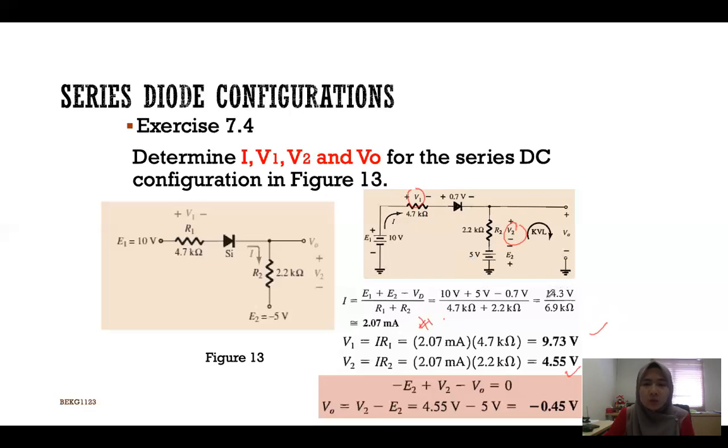Next you want to calculate the V0 over here. Same, you do a KVL over here. You will get this KVL equation: negative E2 plus V2 minus V0. And you will get V0 equals V2 minus E2. So your final answer should be negative 0.45 volt.